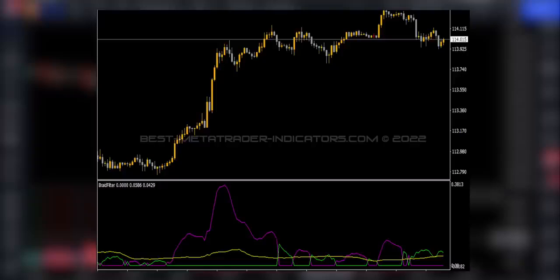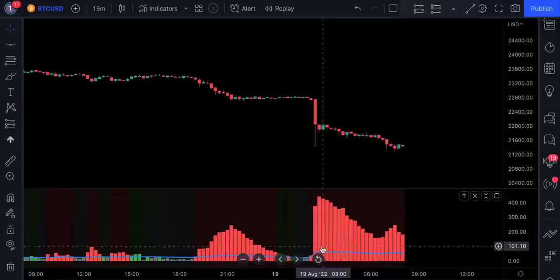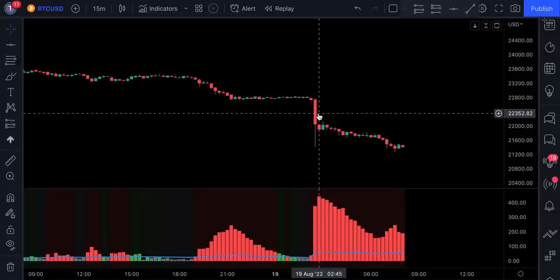The original version consists of 3 lines and in my opinion is a bit harder to read. This particular indicator is a second version of the Braid filter. As we can see, it's really easy to understand so that even a beginner can use it. There's also another version that colors the bars, but unfortunately it's not available on TradingView.